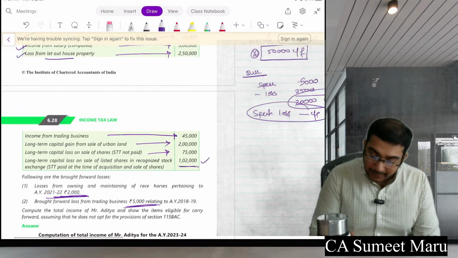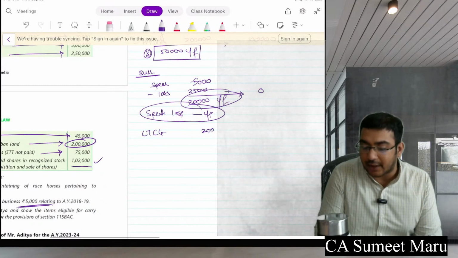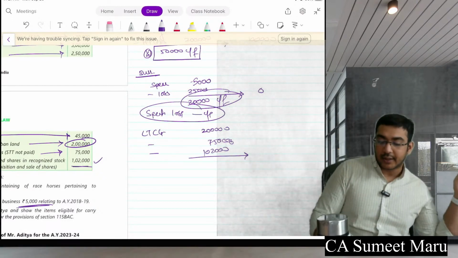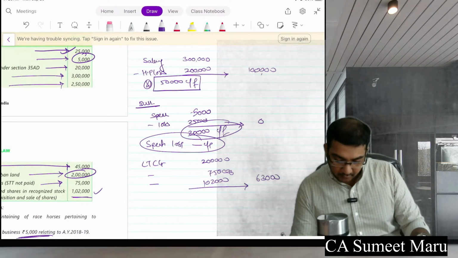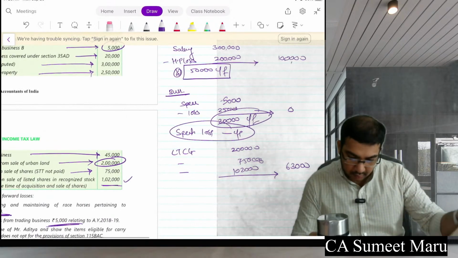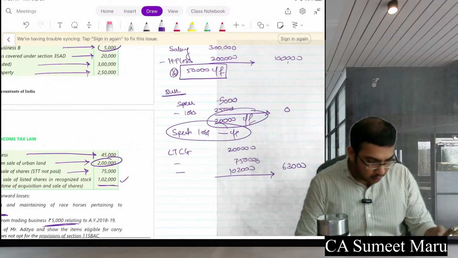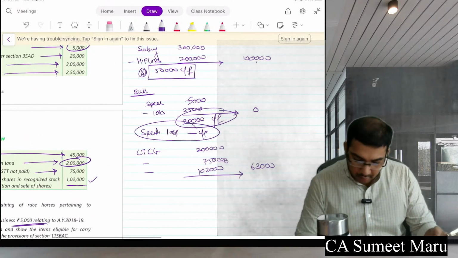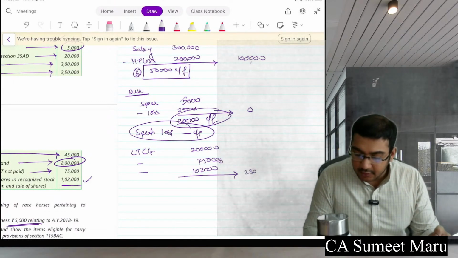Further, long-term capital gain is 2 lakhs. And can long-term capital gain be set off against your long-term capital losses? Yes. So all the losses will be set off. Whether STT is paid or not paid, no issue. The losses can be set off here. So how much comes out? 63,000 comes out, right? No, not 63,000. Wait a minute. Oh, 23,000, sorry. 23,000 comes out here.